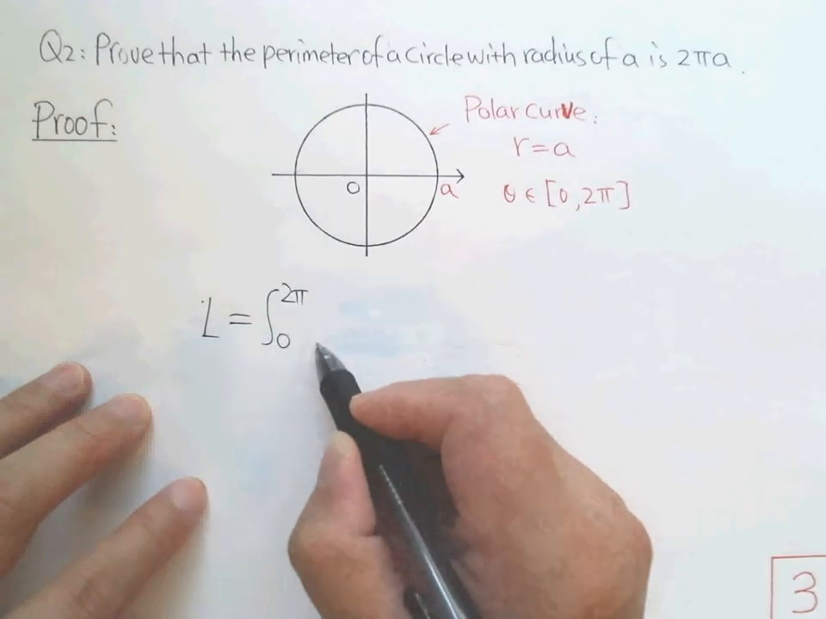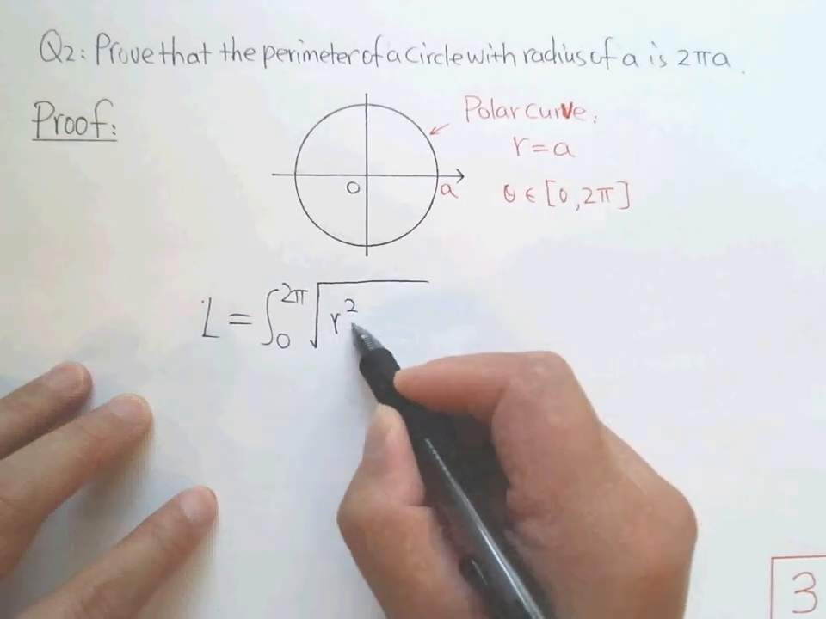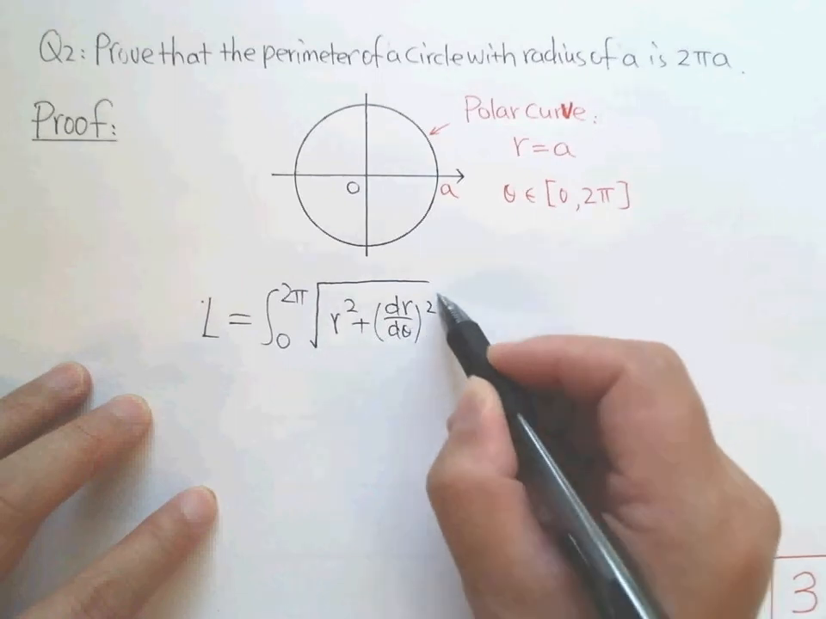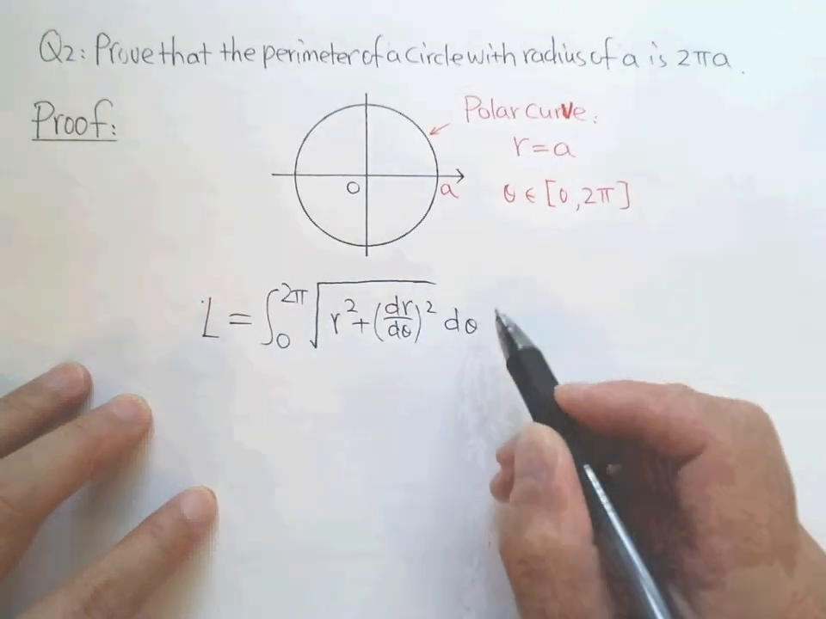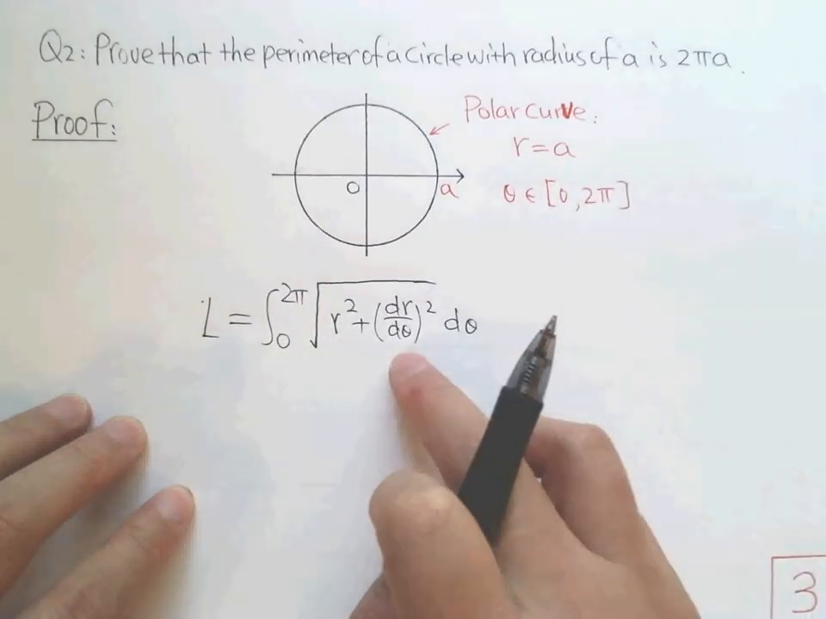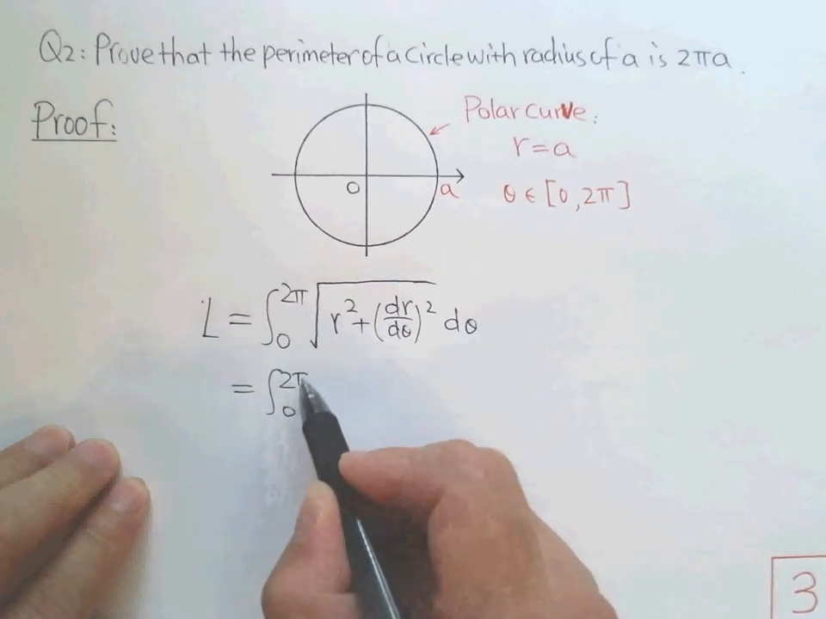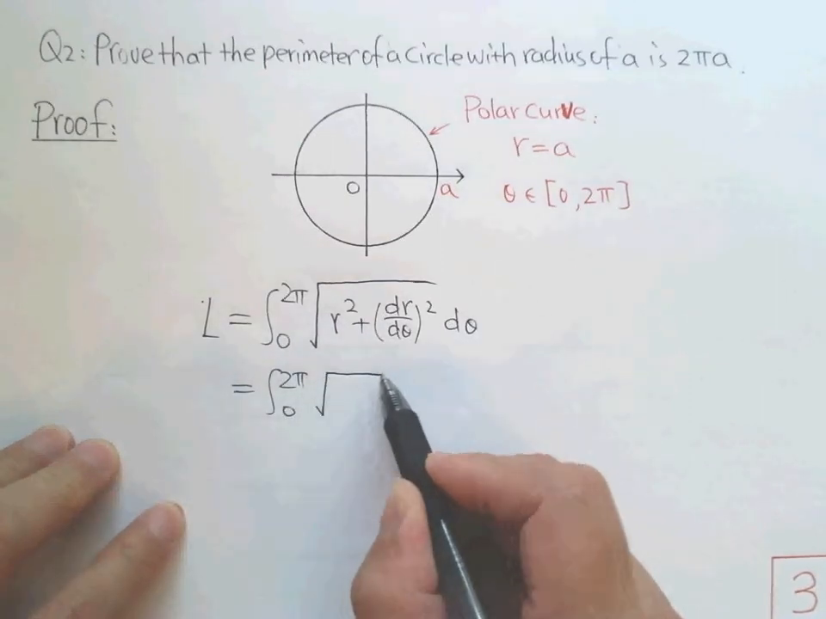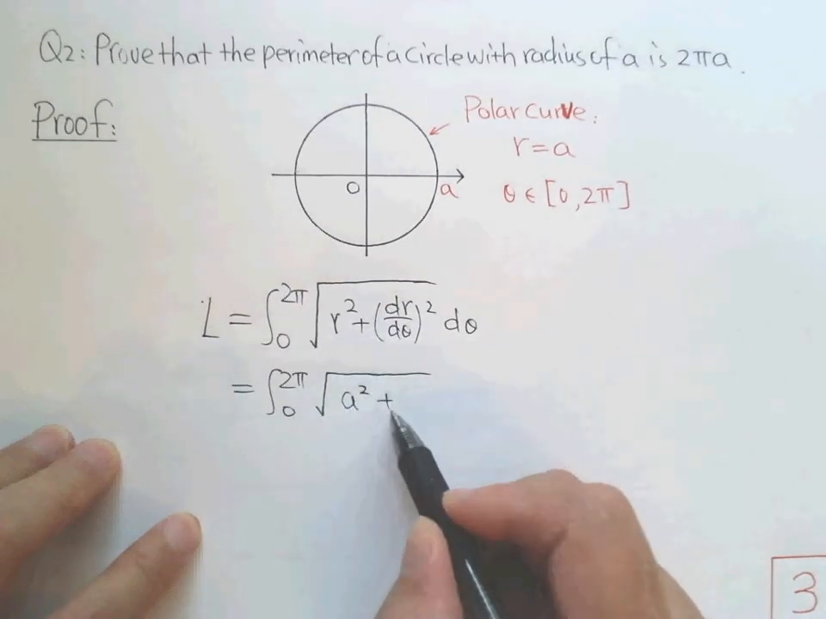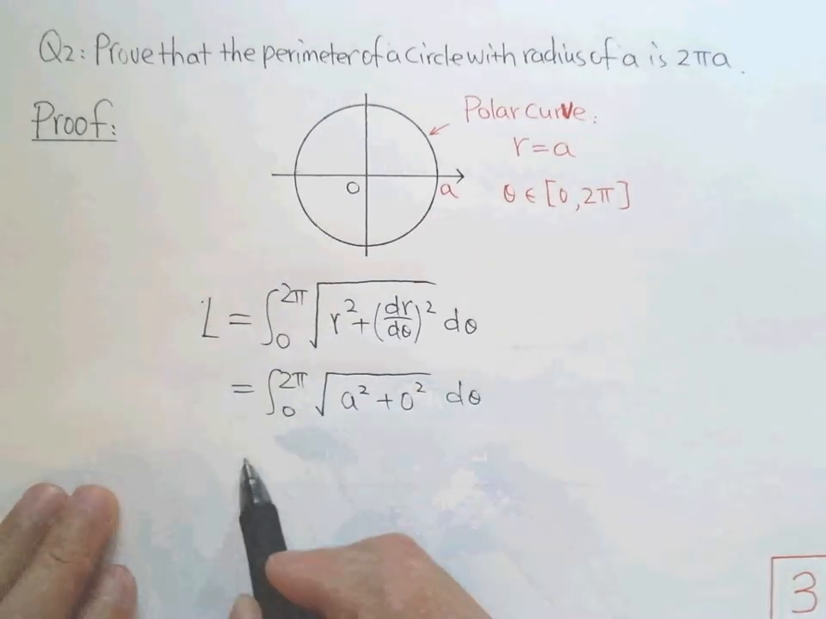Okay, I still copy the same formula we just used. There's r squared, and here's dr d theta squared, right? Okay, and then d theta. Do we know r? Yes. Do we know the derivative? This goes to 0 later, and then we do everything from 0 to 2 pi. Okay, so now what do I get? I get here a squared. A is a constant number, and this is 0 squared, which is 0, right? D theta. See how easy is the calculation?